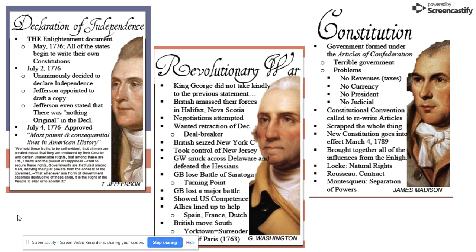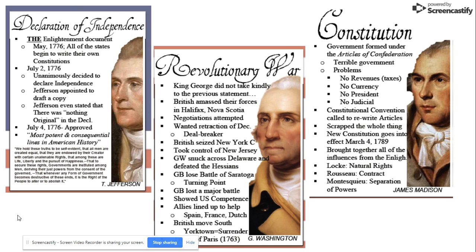The British come and take control of New York. They take New Jersey. George Washington famously crosses the Delaware and beats the German mercenaries, the Hessians. Britain loses the Battle of Saratoga, which is like the turning point of the revolution because it shows other European countries that, hey, look, we're actually kind of organized and maybe have a chance. And so that's what gets the French to come support us.